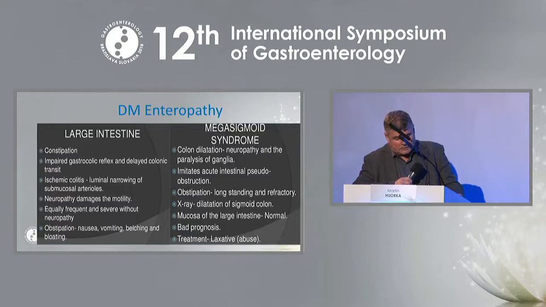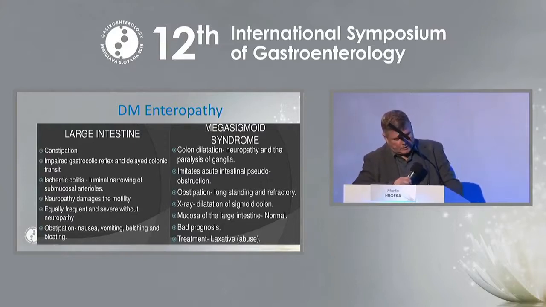And the last one is the large intestine with constipation and diarrhea. It's constipation, and sometimes also diarrhea in the case of ischemic colitis, because ischemic colitis is too frequent in patients with diabetes mellitus type 2.